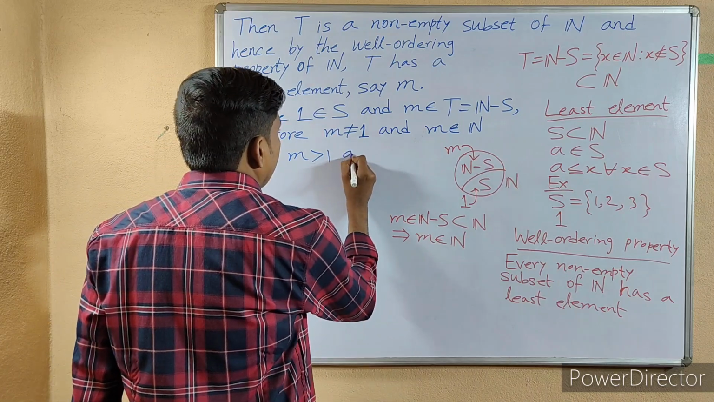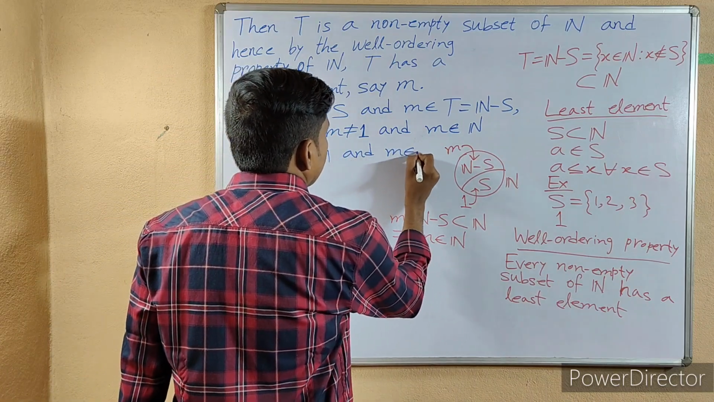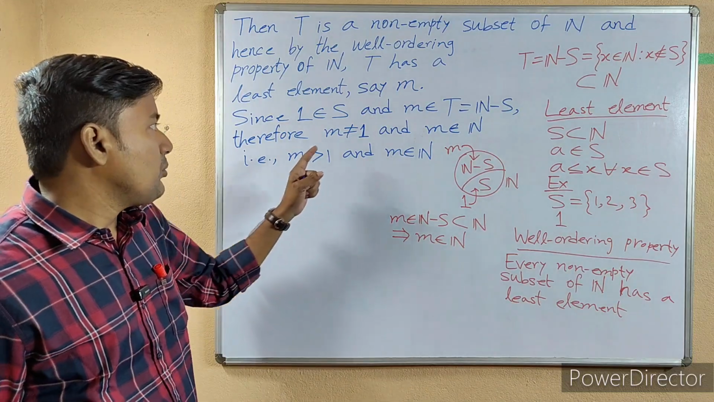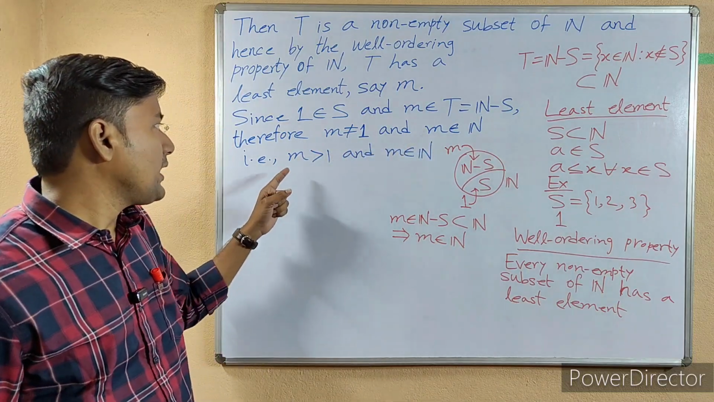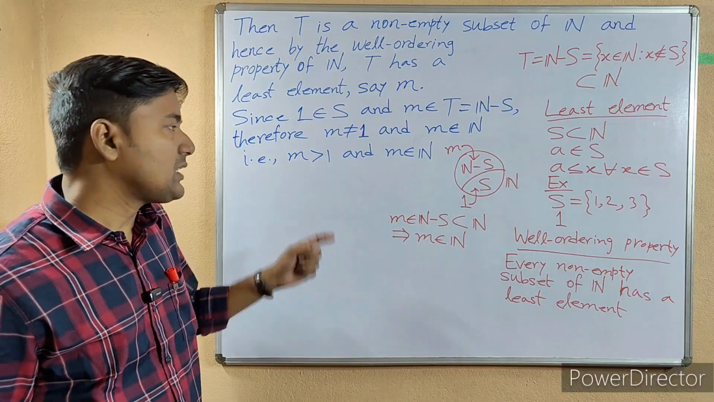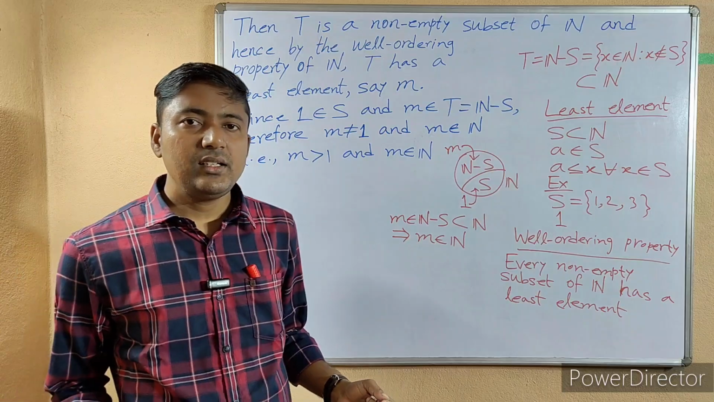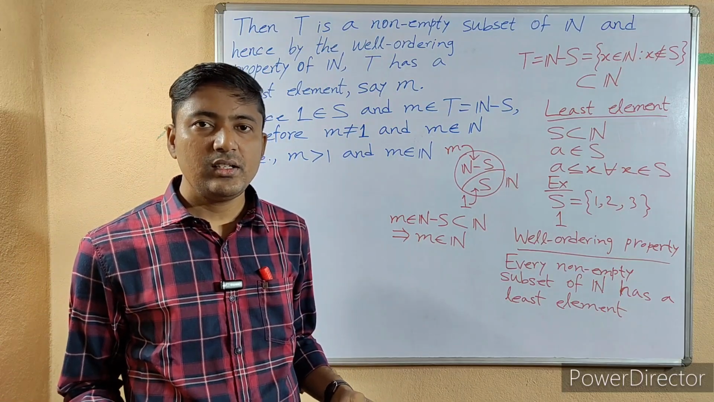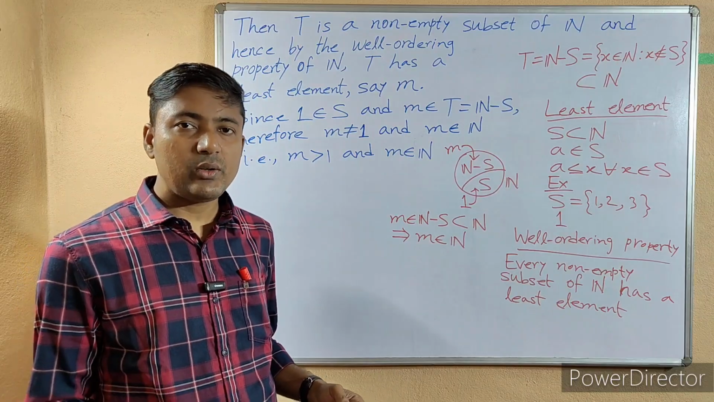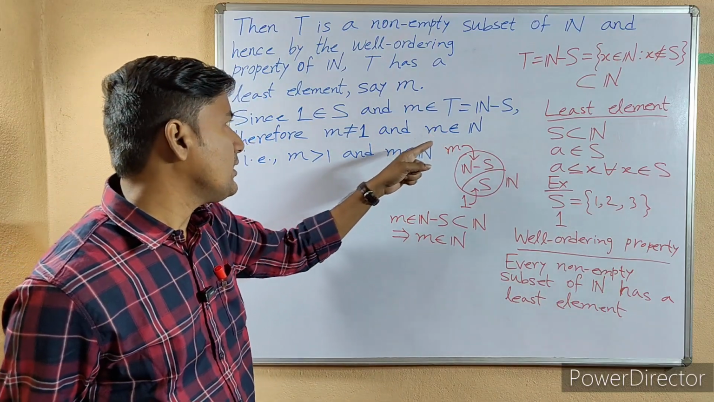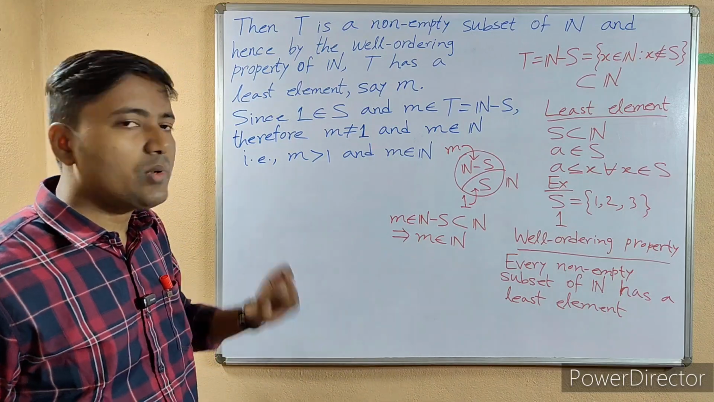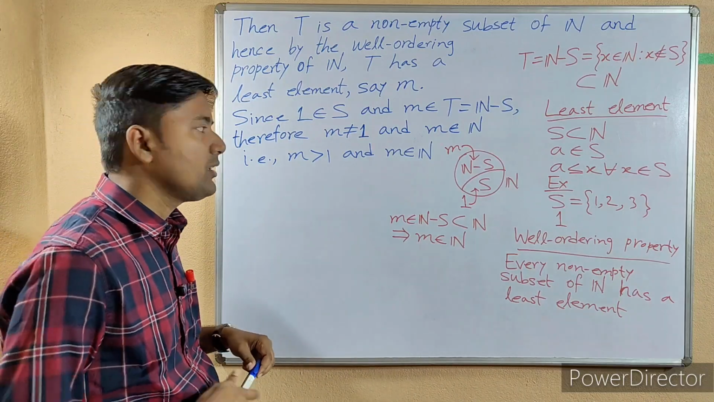m greater than 1 and m belongs to N. M not equal to 1 and m belongs to N. From here we can say m greater than 1 and m belongs to N. Can we say this? M greater than 1. We know that every element of N is greater than or equal to 1. Every natural number is greater than or equal to 1. Since m belongs to N and m not equal to 1, it must be greater than 1. So we can say m greater than 1. Okay.